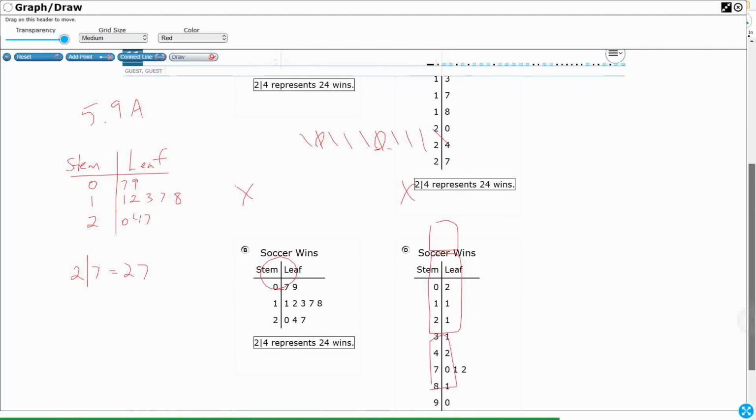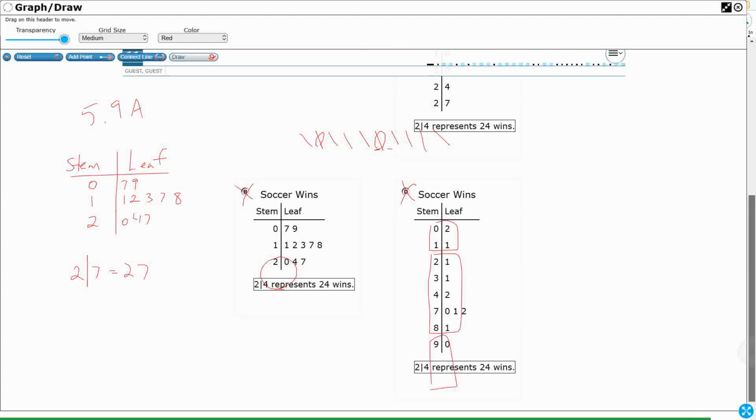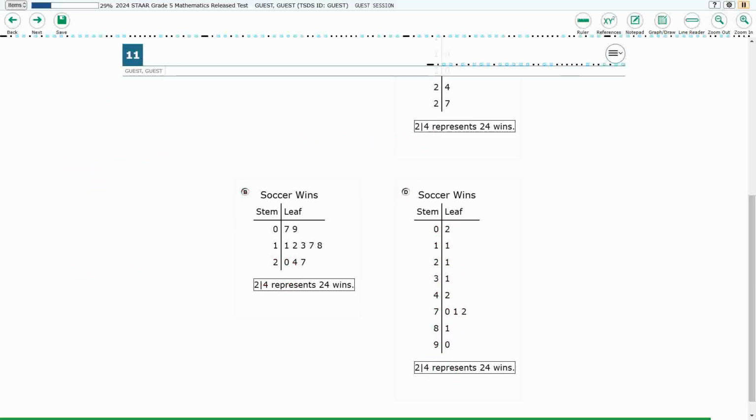B looks exactly like mine. That's my answer. Let's take a look at D. D, that's weird. It's got 0, 2. It confused the place value between the stem and the leaf. I see my 7, I see my 9, I see my 18, but it just flipped the leaf. Oh, this 2 is my 20. I see what that is. And that's my 11, that's my 12, my 13. Okay, so they just confused all those. So B is going to be my answer here.